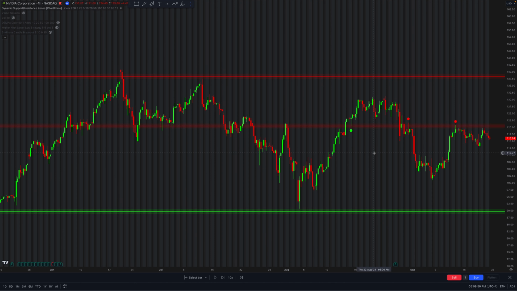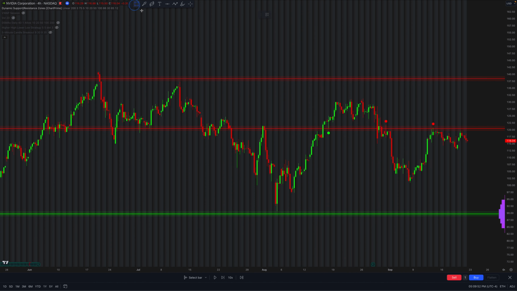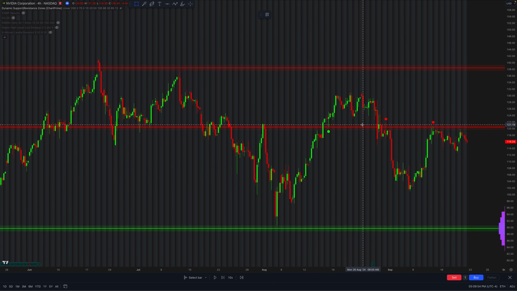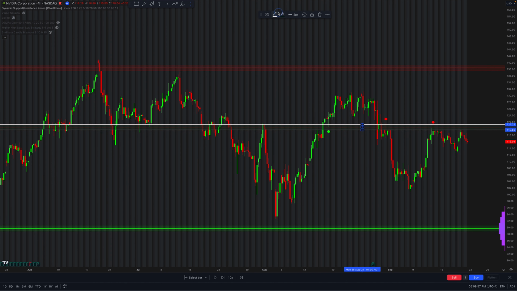Alrighty guys, so first of all, we are on the 4-hour time frame. I'm going to show you what I do every morning before I even start trading, and that is finding my key levels. I find my key levels to see where we are in terms of supply, demand, and where I think the markets could possibly be moving.